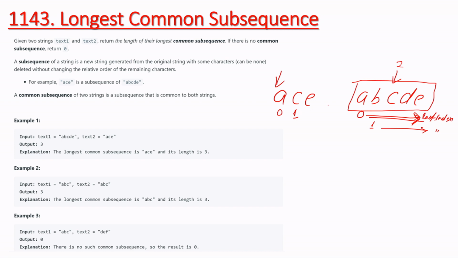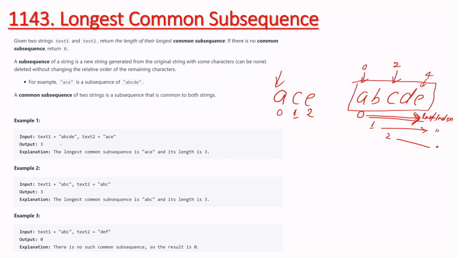Next, A is already at the same position, the 0 position, and this is at position 2. Next, if we talk about E, that is at index 2, so it should be between index 2 and the last index. E is at position 3 in ACE, and in ABCDE it is at the 4th position. It means yes, this is a subsequence of that one.